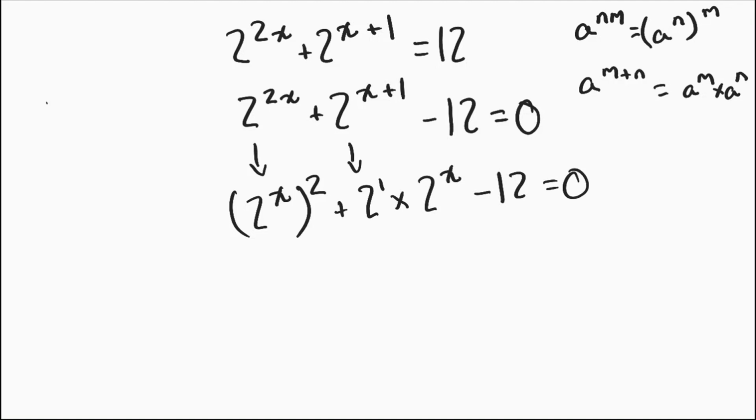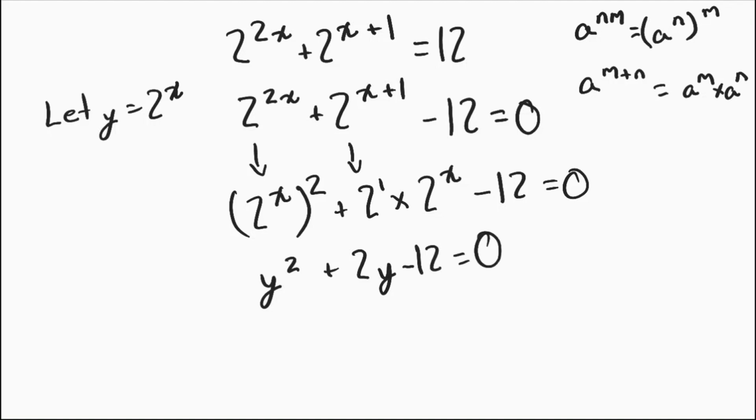So now let's let y equal 2^x. Notice we've got 2^x here, so now it'll just be y squared plus 2^1, which is just 2, and 2^x, we let that be y, minus 12 equals 0. And that is just a quadratic equation. We can solve this using the quadratic formula.